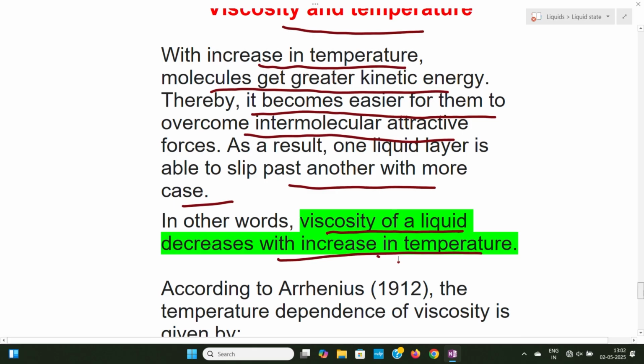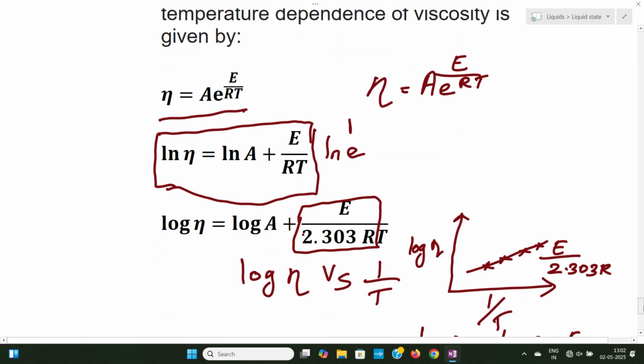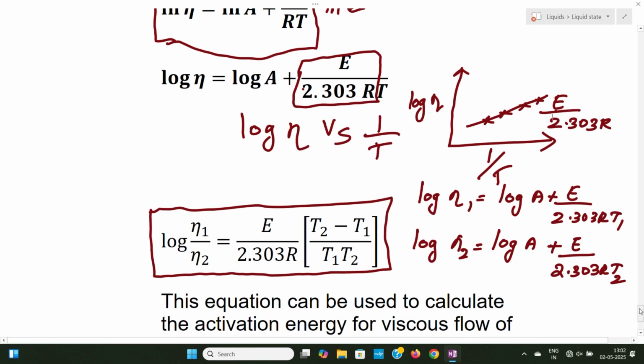The temperature dependence equation is log eta is equal to log A plus E by 2.303 RT. When we plot log eta versus 1 by T, we get a straight line with the slope of E by 2.303 R. And if we have two liquids with the viscosities eta 1 and eta 2, to find out the activation energy for the viscous flow, we use the equation log eta 1 by eta 2 is equal to E by 2.303 R into T2 minus T1 divided by T1 T2.